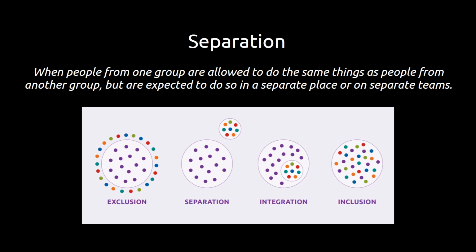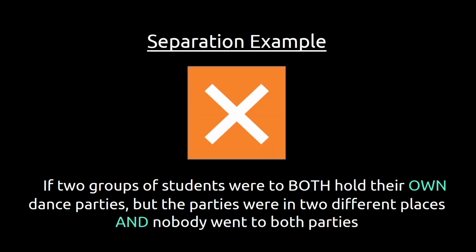Pause the video and take a moment to reflect and write any notes that you have. Now that you've had time to think of your example, here is our example. If two groups of students were to both hold their own dance parties, but the parties were in two different places and nobody went to both parties, this would be separation.